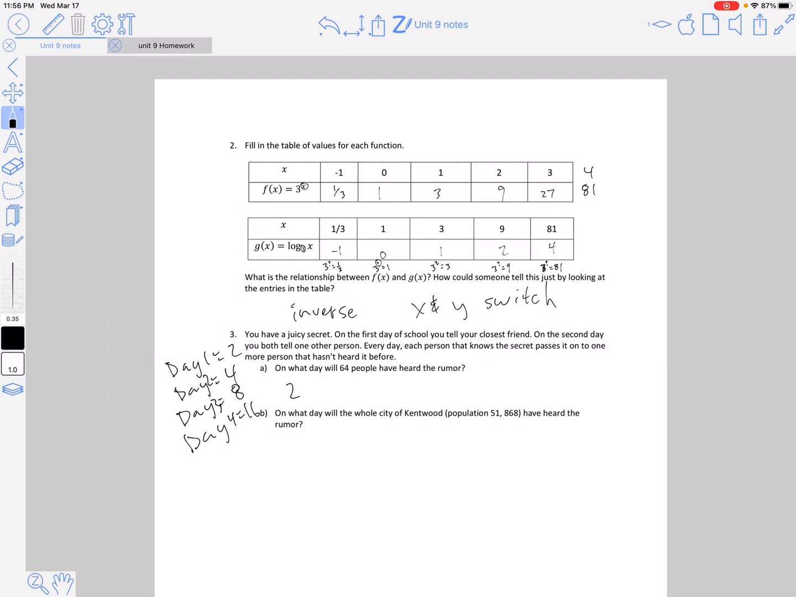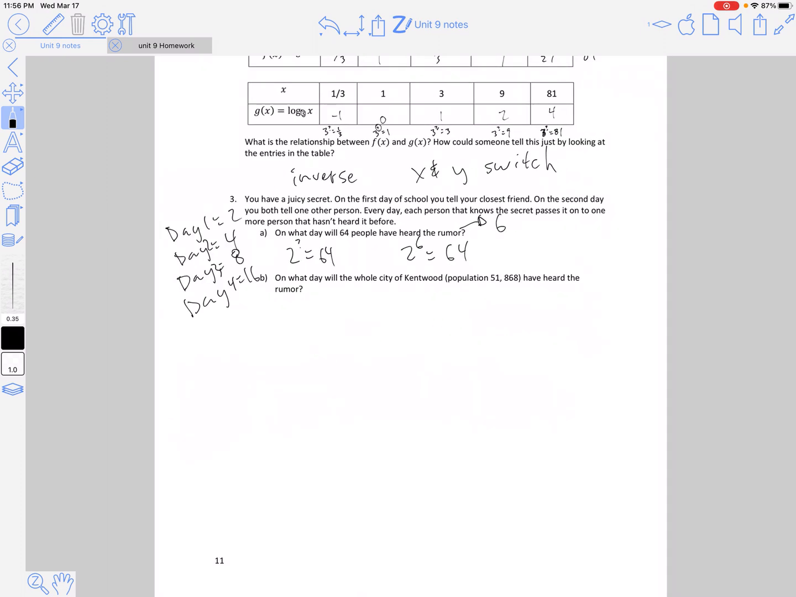So what we're saying is 2 to the what creates 64. And you can mess around with your calculator, but 2 to the 6 equals 64. So on what day will 64 people have heard the rumor? Day 6. All right, so if the population of the city that you live in is 51868, we're multiplying by 2, so we want to know how many days out till we get that many people that know the secret.